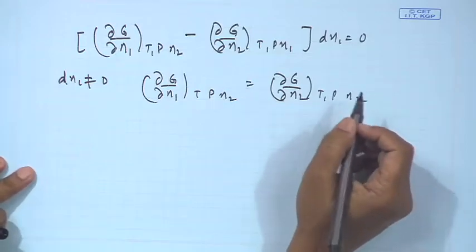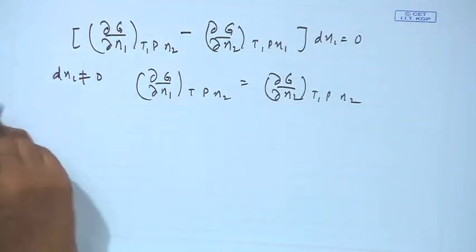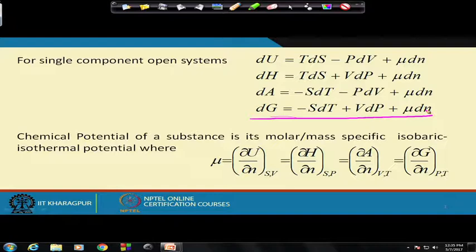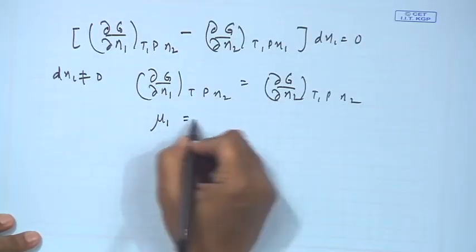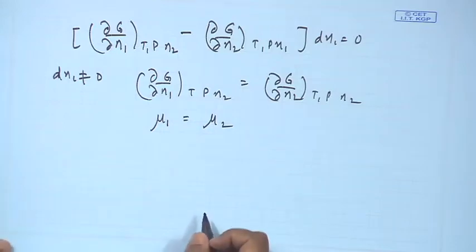From yesterday we already know what this is. It is in fact already written here. This is nothing but mu. So from here we can write this down as mu 1 is equal to mu 2 under this condition.